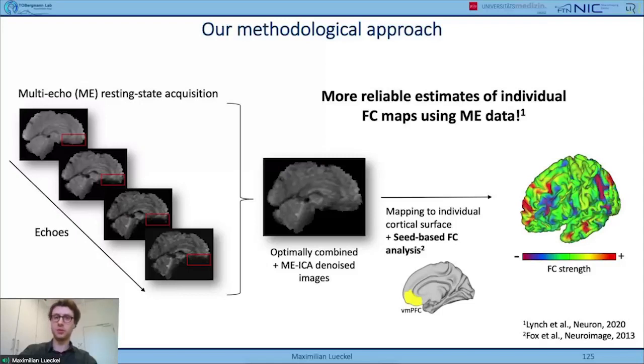based on multi-echo resting state fMRI data and a seed-based functional connectivity analysis using the VMPFC as our seed region. We specifically use multi-echo fMRI because it has been shown to not only have better SNR in regions we are particularly interested in, so for example the VMPFC, but also to result in considerably more reliable functional connectivity estimates at the single subject level with less amounts of data than, for example, conventional single echo sequences.